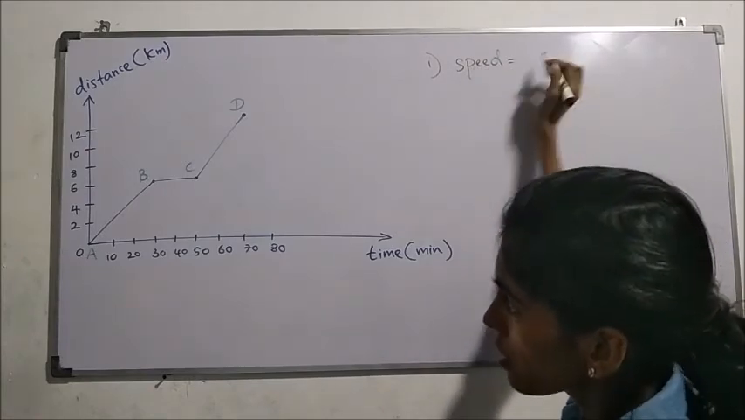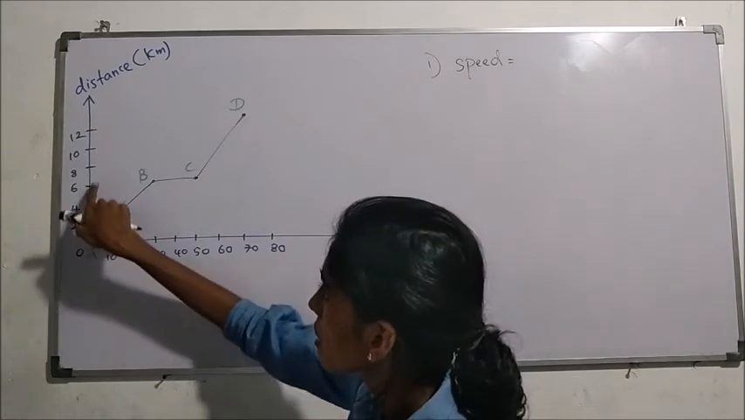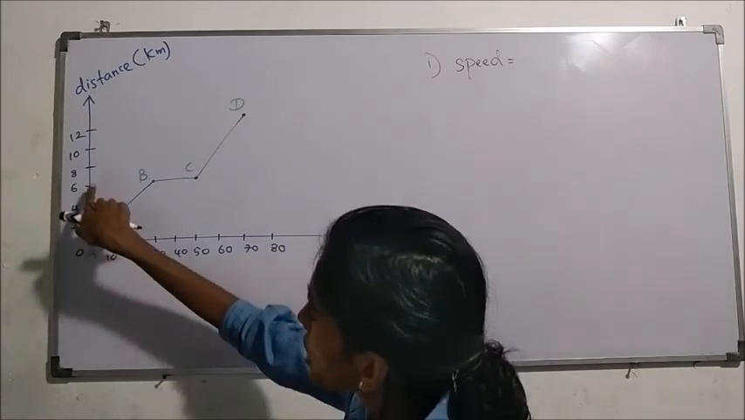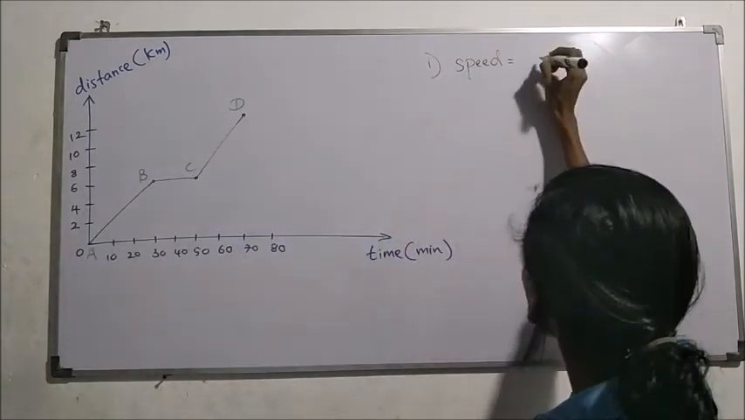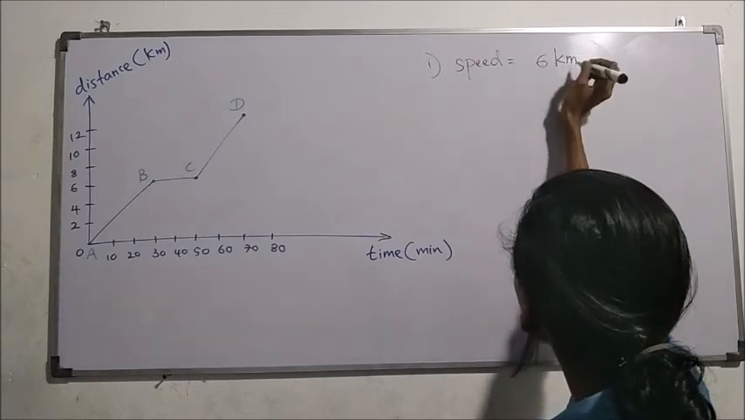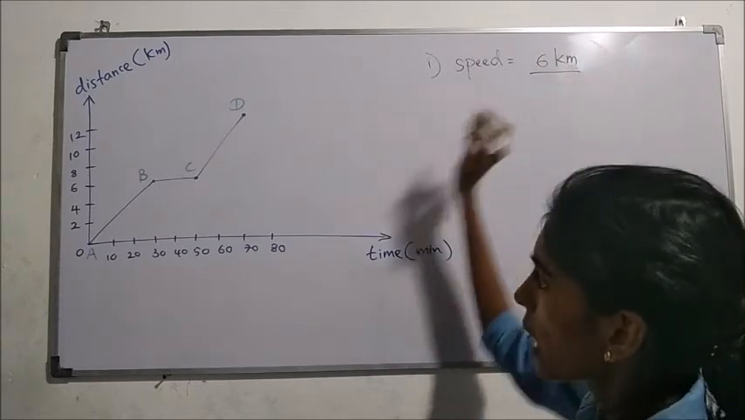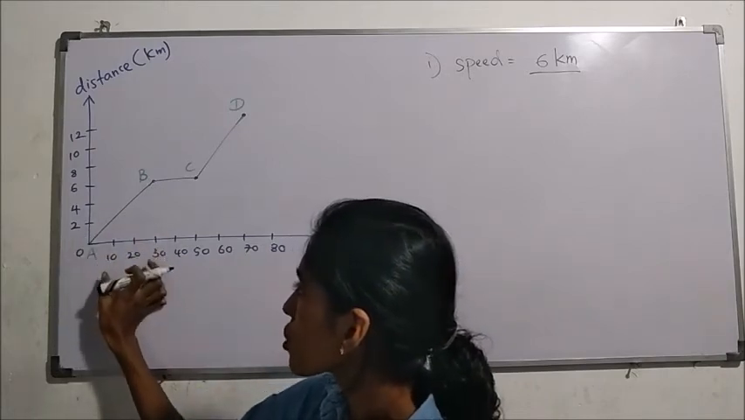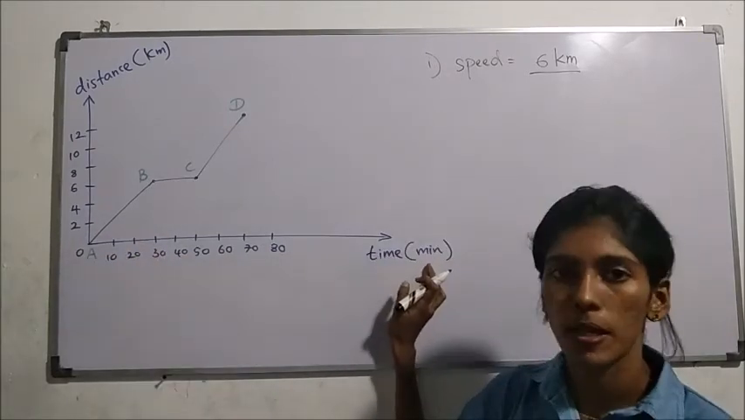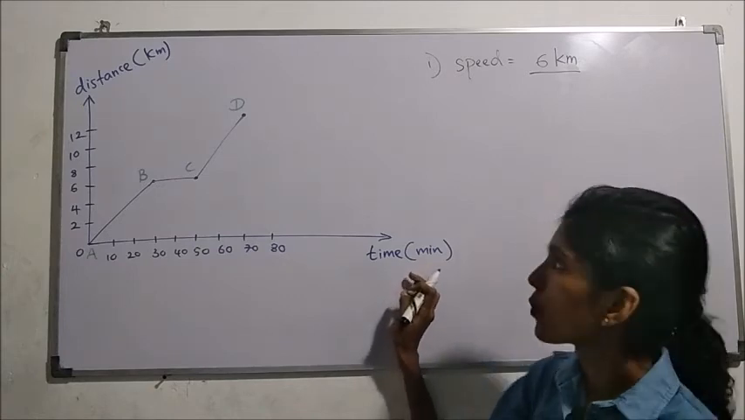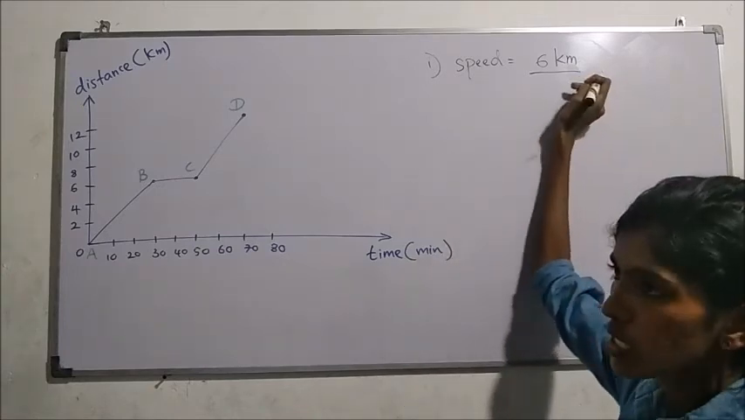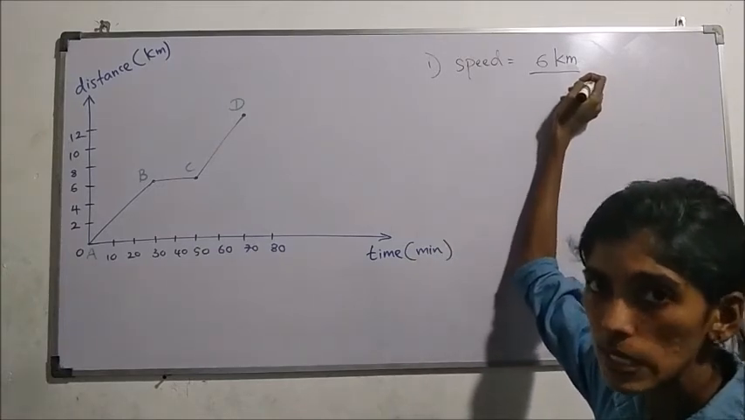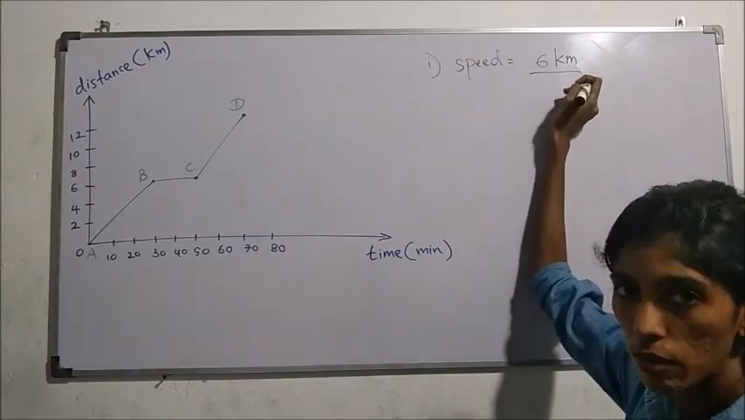What is the distance? From A to D, Nimal has moved 6 kilometers. He has gone 6 kilometers, and it should be divided by the time duration from point A to B. The time duration is what? 30 minutes. But we know that with kilometers we cannot write minutes or seconds.